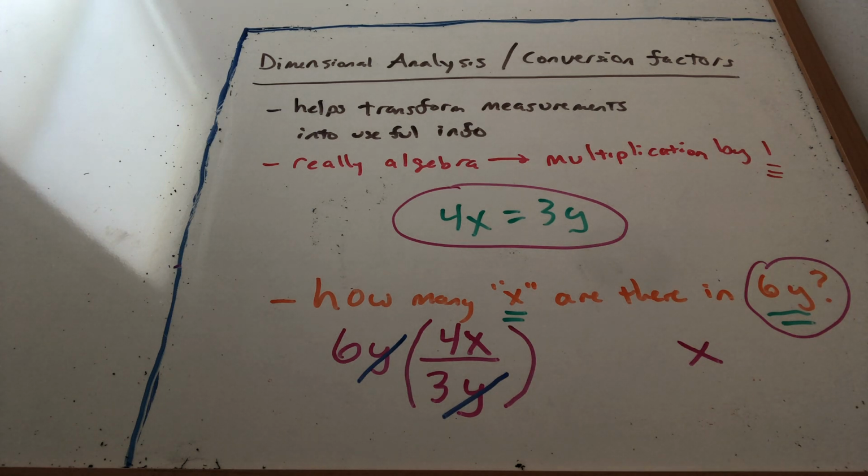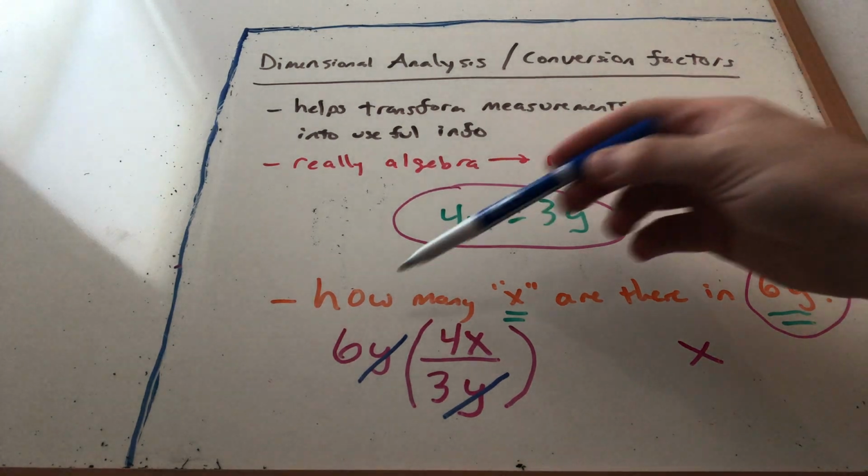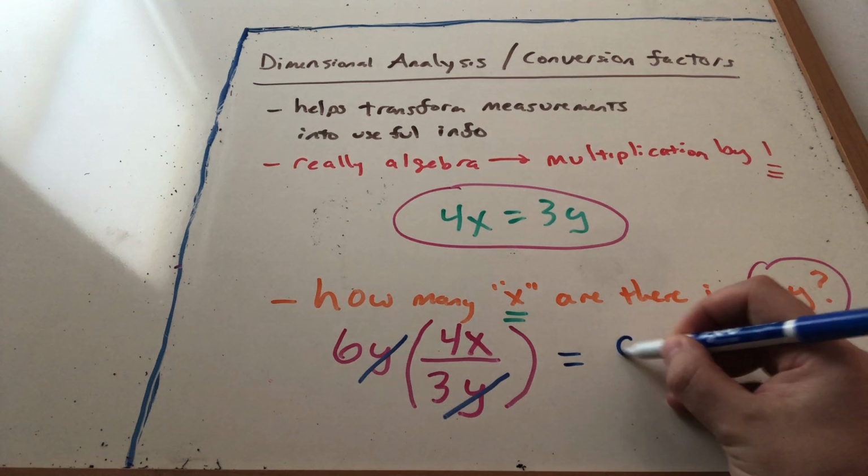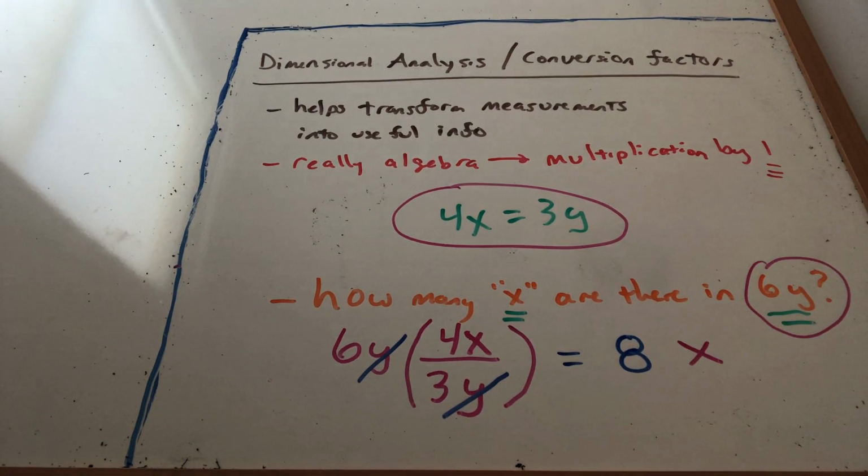So I can plug this into my calculator. 4 times 6 divided by 3, this looks like we're going to get 8x out. So I took 6y and I turned it into 8x. All right, 6y is 8x. So again, we haven't really changed the measurement. We've just changed how we look at the measurement. We've changed its dimension, its unit. So it's about doing a unit analysis.